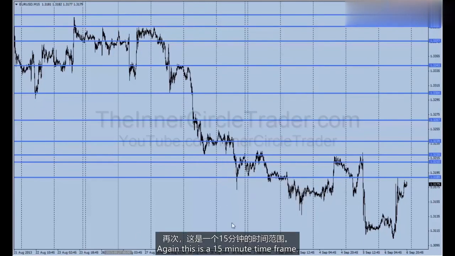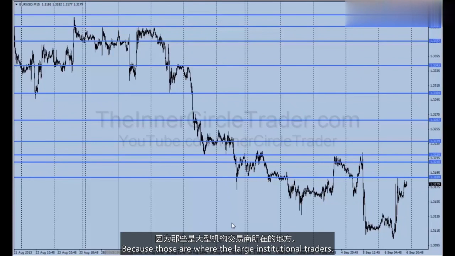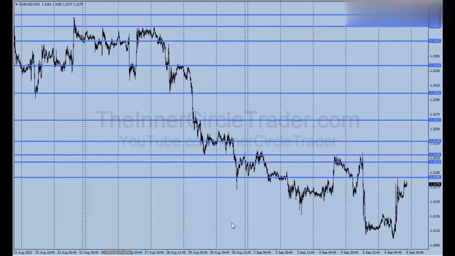Again, this is a 15-minute time frame, so you would have smaller dealing range support and resistance levels on these time frames as well, but not as important as the daily and 4-hour time frames, because those are where the large institutional traders are spending the majority of their time looking for value. And we're going to talk about that.